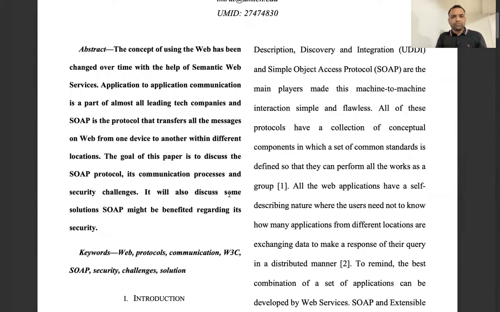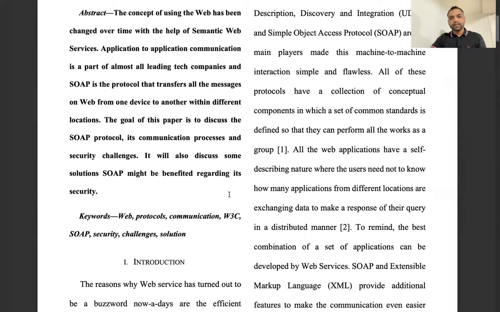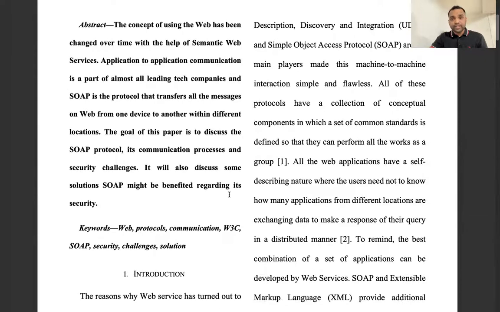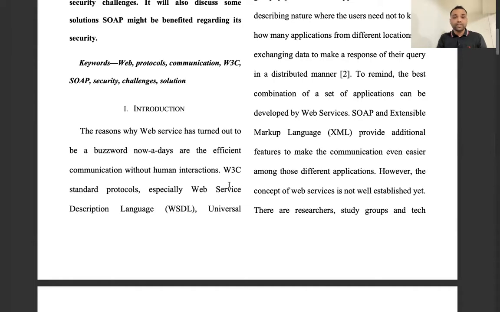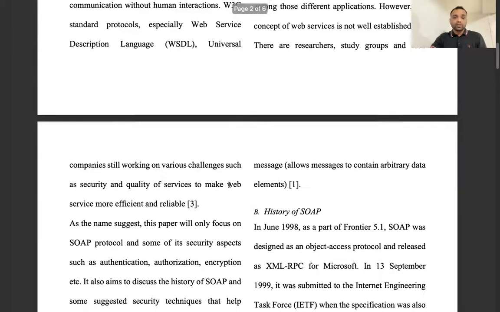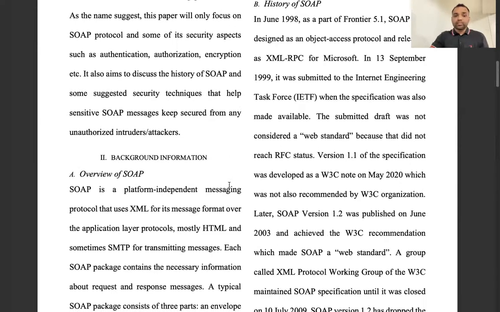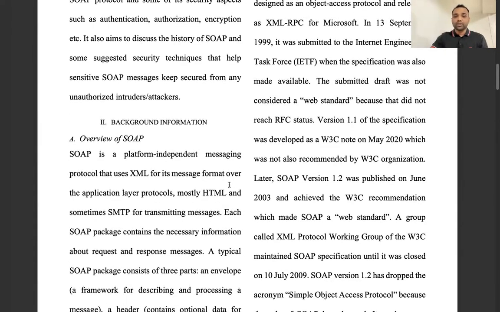The W3C, World Wide Web Consortium, sets the standards working behind this, and WSDL, UDDI, and SOAP are the three main players of this W3C standard. Today I will be discussing the SOAP protocol, which is Simple Object Access Protocol. SOAP uses XML for its message formatting, and it transfers the data over the internet mostly over the HTTP protocol, and sometimes over the SMTP protocol.